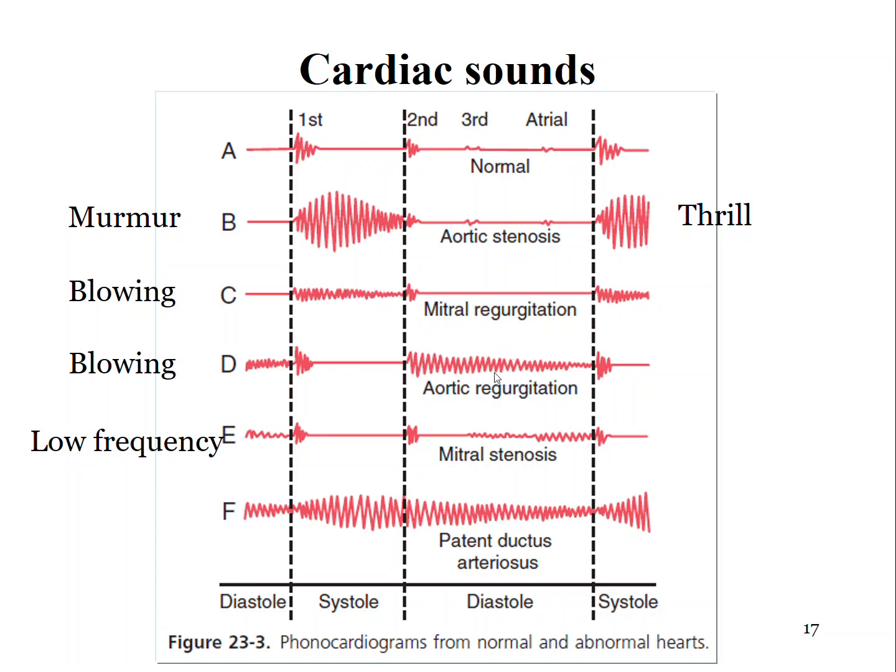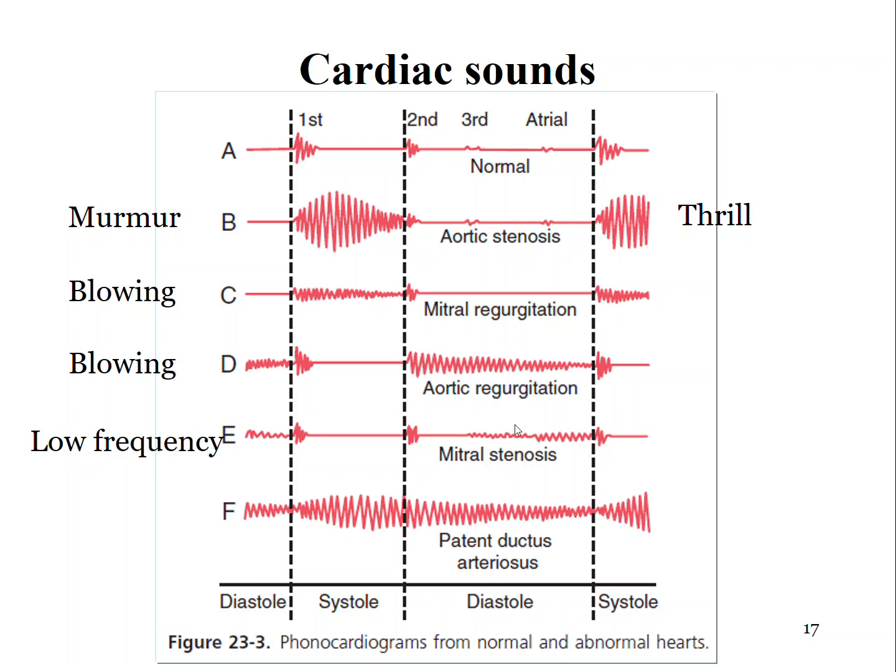We also have a sound during diastole because of aortic regurgitation. Why does it happen during diastole? Because, as I said, the aortic or semilunar valve prevents backflow of blood during diastole. So the aortic valve is not normal, and there is a defect in it, so we have backflow during diastole. It causes some blowing sound.